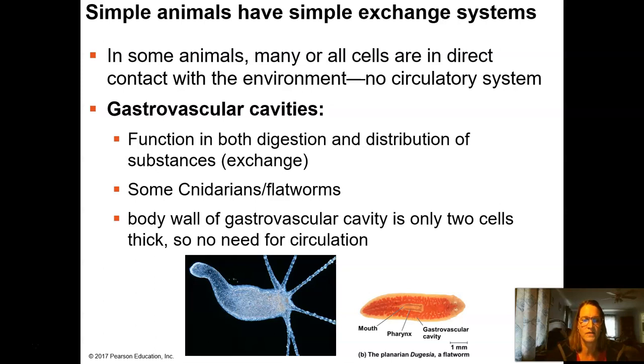substances that get into the gastrovascular cavity, even if it's just water, can get very close to all of the cells in the body, whether you're talking about a hydra or a flatworm. And because of that, materials can diffuse across the cell membranes, and you don't need a circulatory system to move substances around the body. So gastrovascular cavities really keep simple body plan organisms from requiring a circulatory system.